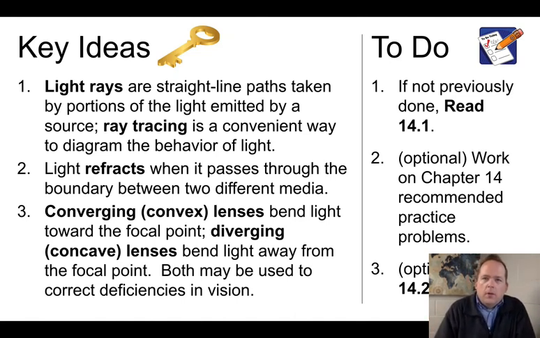And then, ultimately, we have converging lenses, which bend light towards the focal point, or diverging lenses, which bend light away from a point that appears to be the focal point in that lens. And you can use both of those to correct deficiencies in your vision, depending on whether the lens in your eye is already bending light too much or bending light too little to produce nearsightedness or farsightedness.